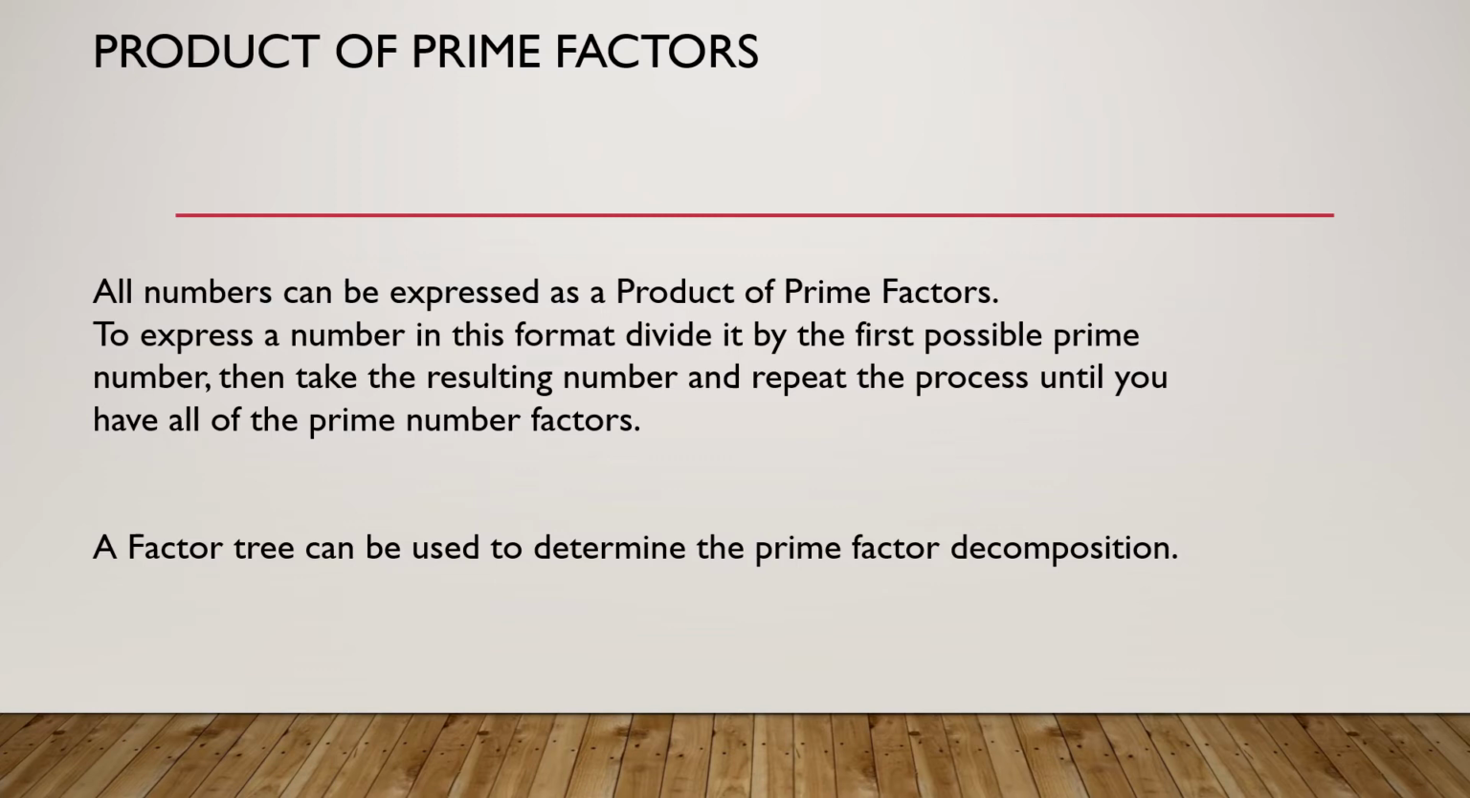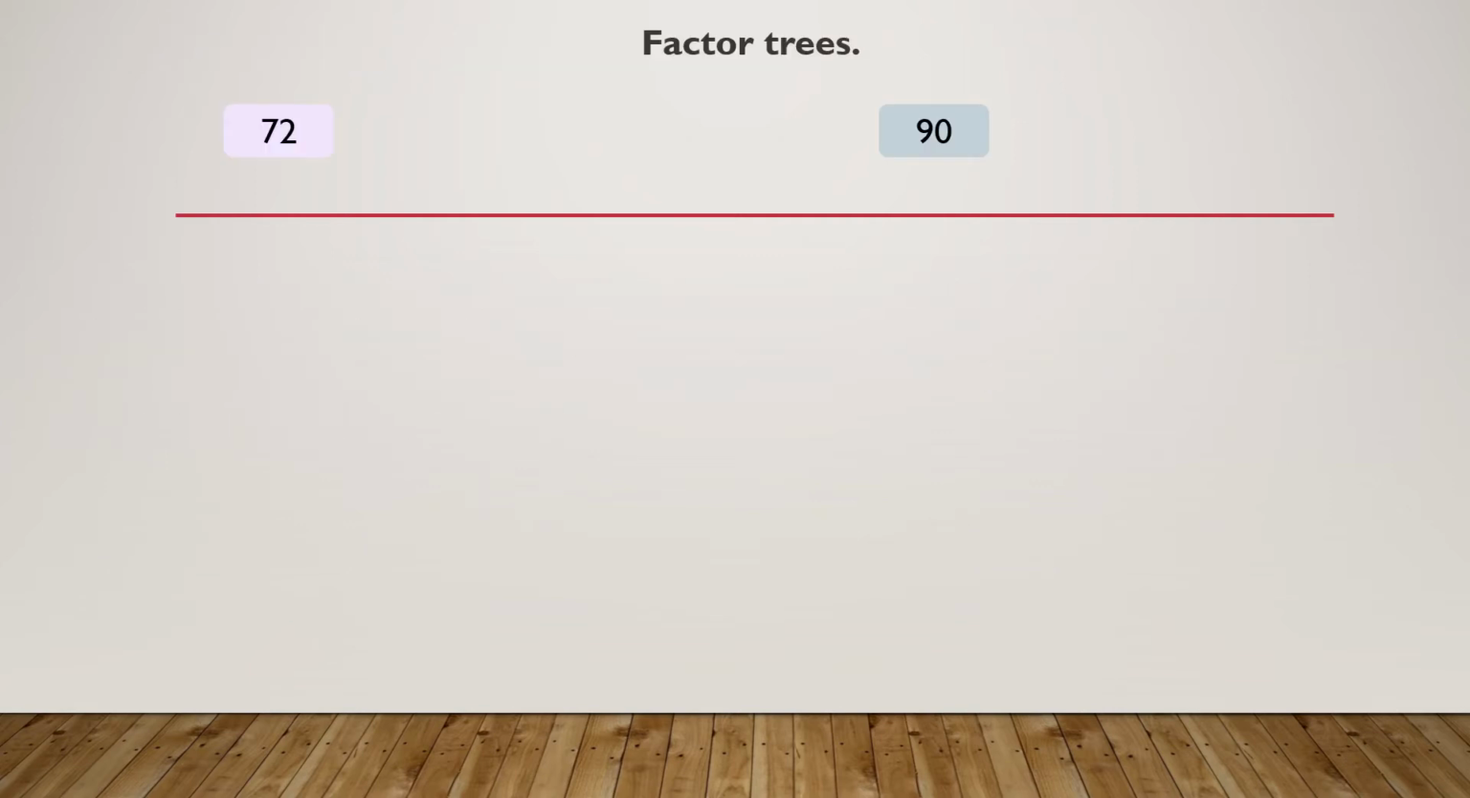Any number can be expressed as a product of prime factors. So to express a number in this format, how we do this is we divide it by the first possible prime number it'll divide by, and then take the result and repeat this process until we have all the prime number factors. A factor tree is usually used to do prime factor decomposition. So let's have a look at some examples.